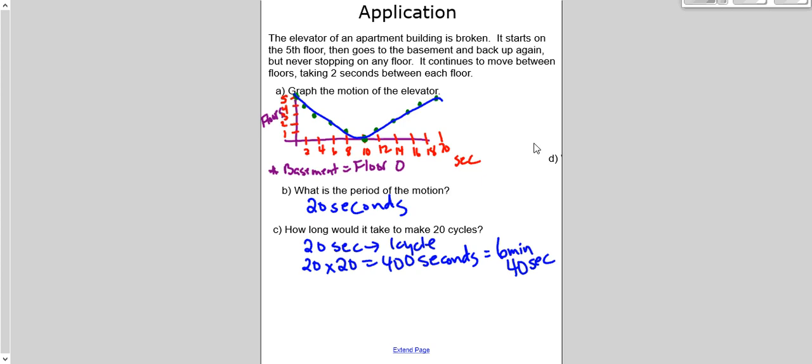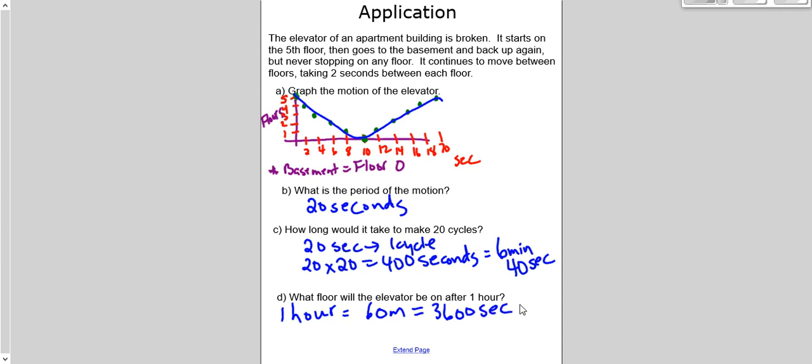And then our last question here is what floor is this going to be on after 1 hour? So the first thing I want to do is figure out, in terms of seconds, because this is all in seconds, how many seconds is 1 hour. So 1 hour is equal to 60 minutes, and 60 minutes times 60 seconds, so 3,600 seconds.